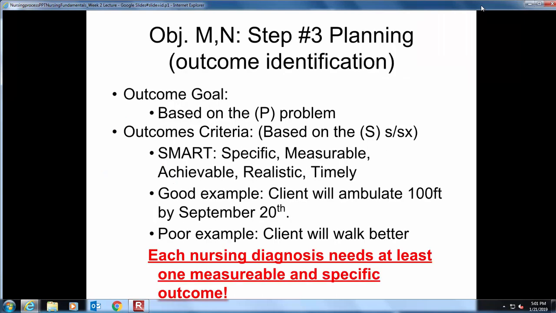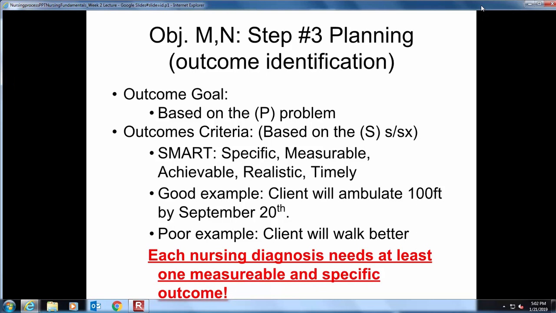What does the patient think is an important goal to achieve? Without a measurable outcome, it's very difficult to evaluate whether the interventions were successful or not. Outcome goals are broad, such as the patient will have a normal bowel function. Outcome criteria must be SMART: specific, measurable, achievable, realistic, and timely. And these are related to the signs or symptoms of the problem, or the S of PES.